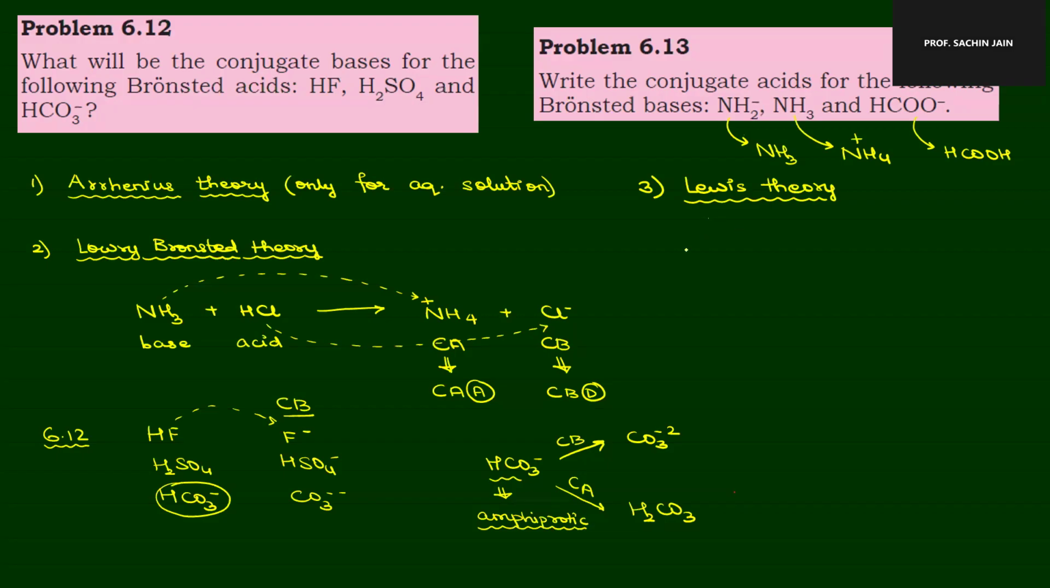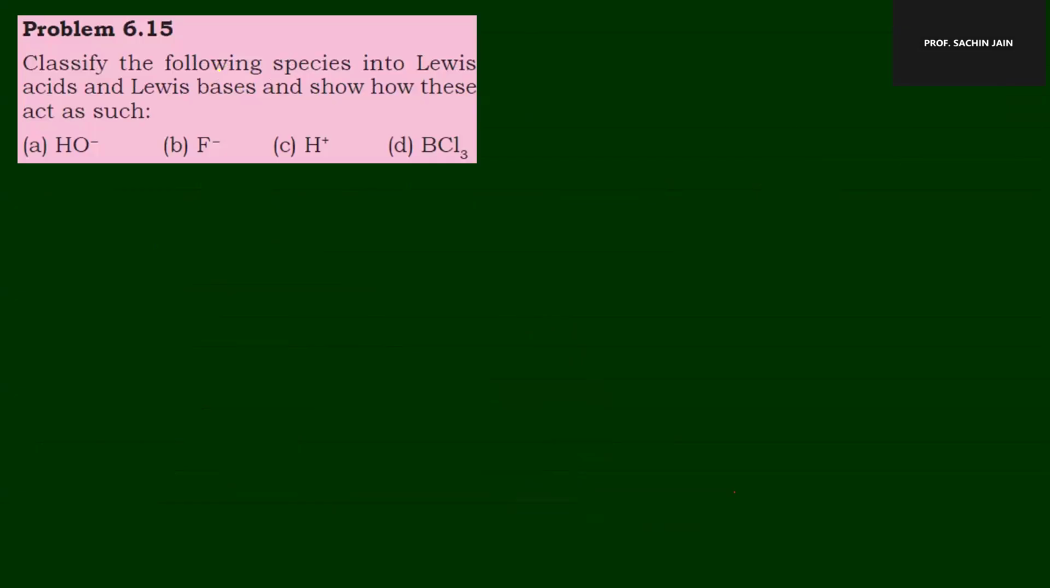ठीक है, अब Lewis theory के related questions. You have to classify the following species into the Lewis acid and Lewis base. A simple way to remember Lewis acids in organic chemistry: they are electrophiles, and electrophiles are those which are electron deficient. So basically all the cations and neutral molecules with incomplete octet like BF3, AlCl3, BCl3, SnCl2, they will be the example of Lewis acid. All the cations and the incomplete octet molecules.